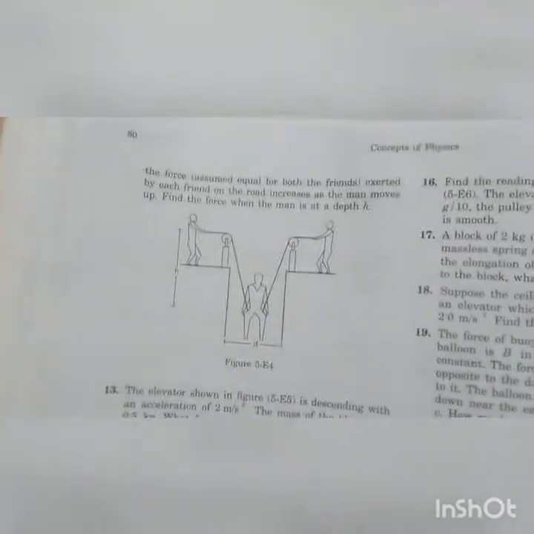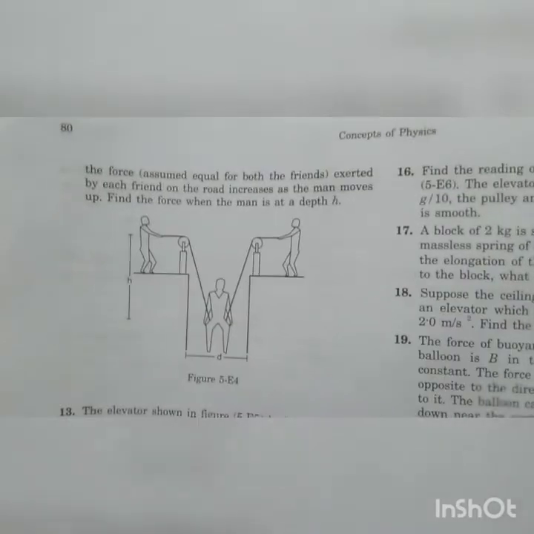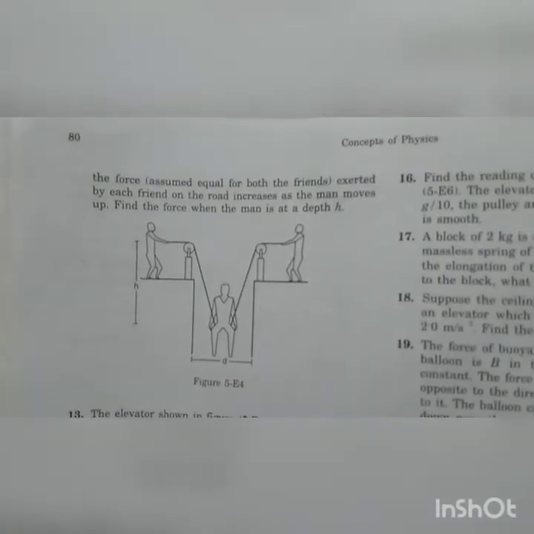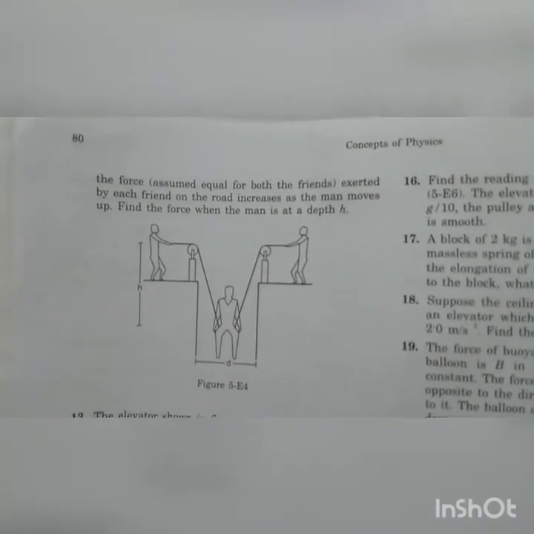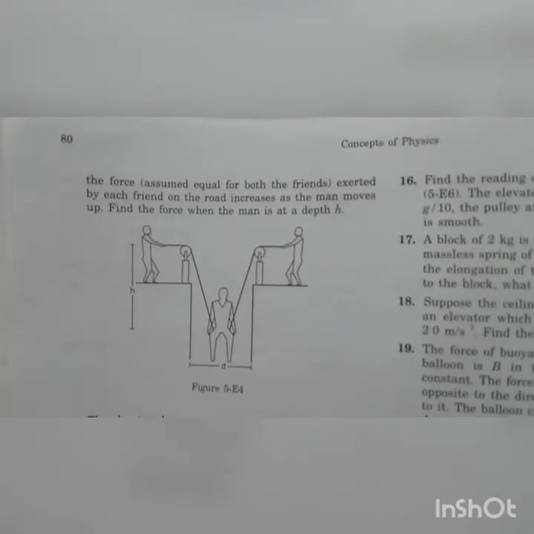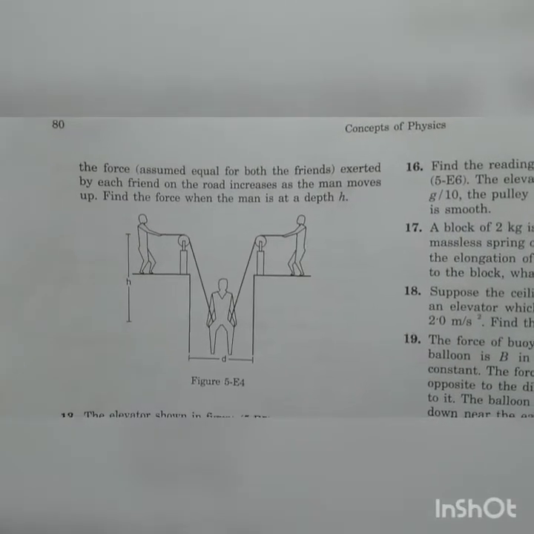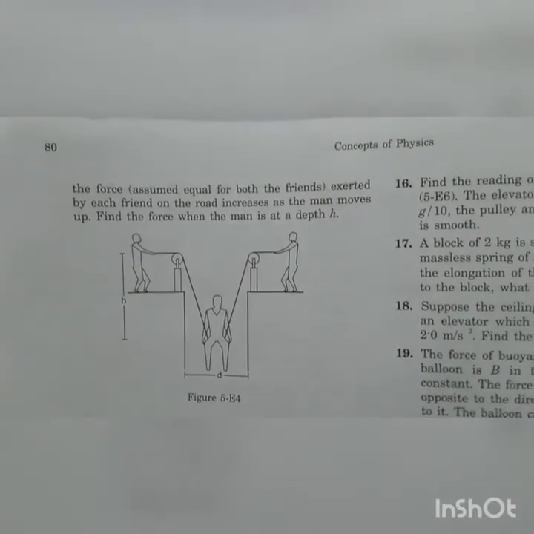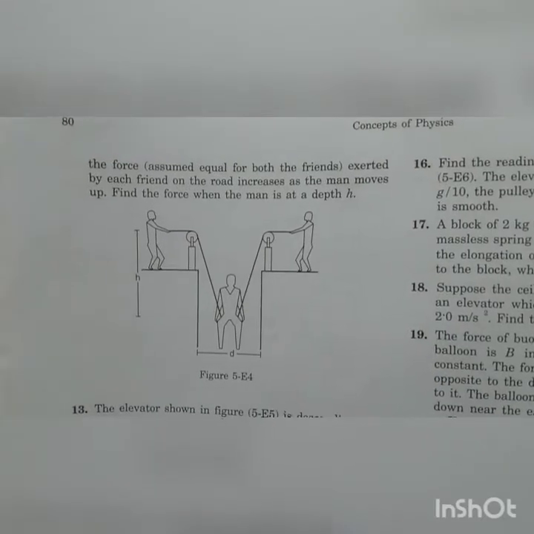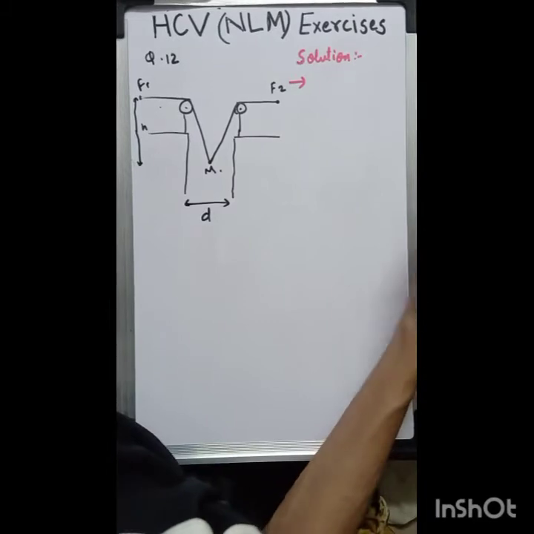So this is the figure of this question, and we are told to assume the force that is exerted by each friend to be equal, and we are asked to prove that as the man moves up, the tension decreases. So this is the figure of the given question.